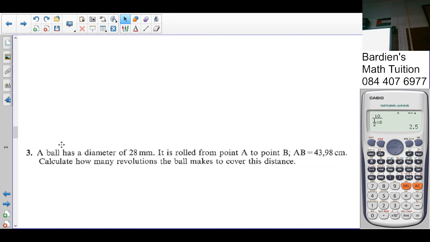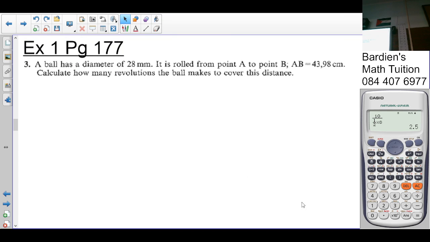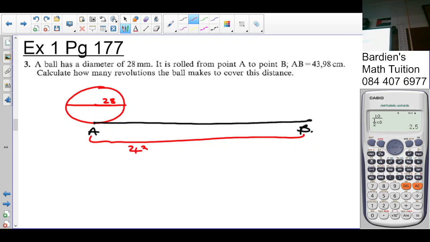Let's go to number 3. A ball with a diameter of 28 millimeters is rolled from point A to point B. Diameter, sorry, I said the radius. The diameter is 28. The length of AB is 43.98 centimeters. So this is in millimeters and that's in centimeters.